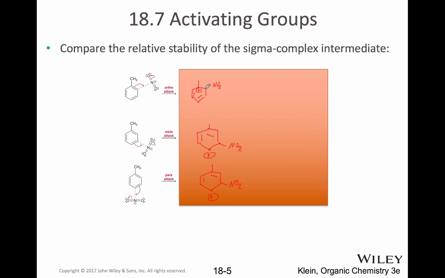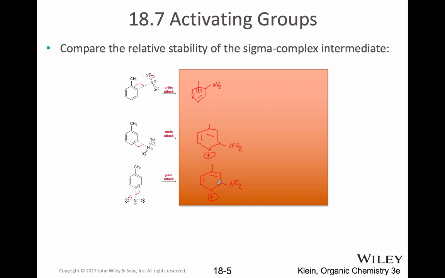What we find is that the reason the ortho and the para products are formed more is because these two intermediates are more stable than the meta intermediate. To see that, you need to draw the different resonance structures of each of those intermediates. So take a second, pause the video now, and try to draw the different resonance structures of each of these intermediates, and then look at those resonance structures and try to determine why the ortho and the para intermediates are more stable.